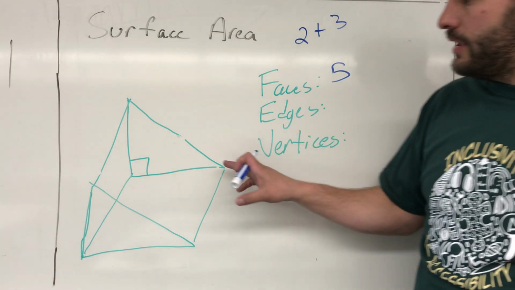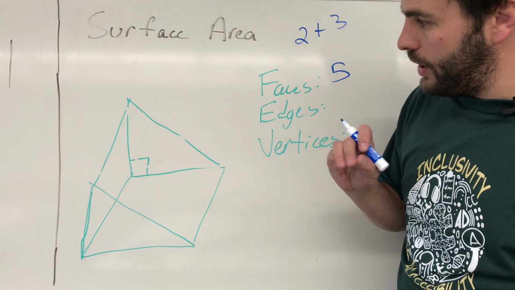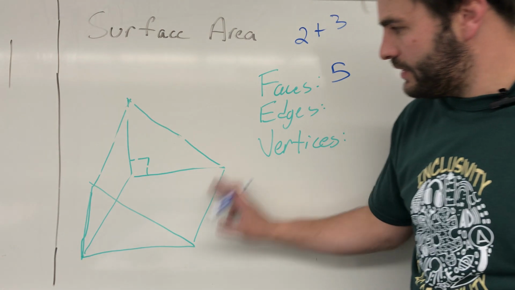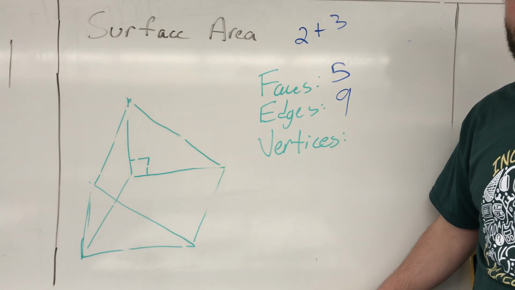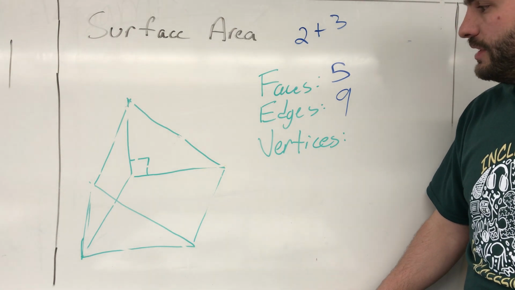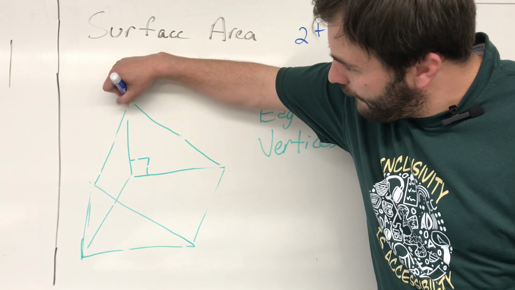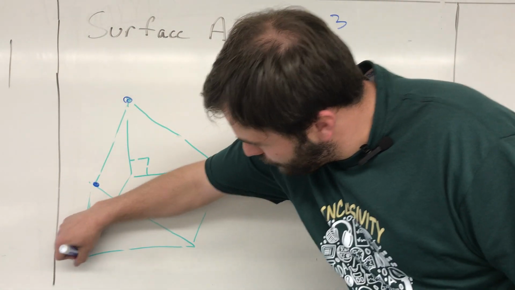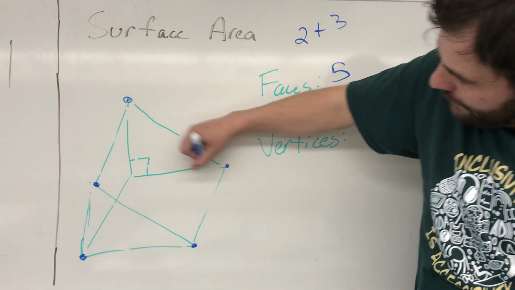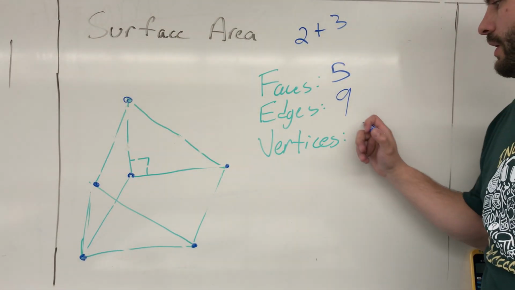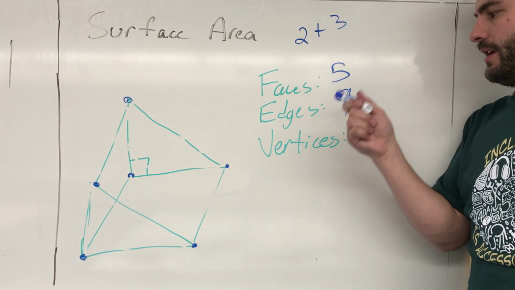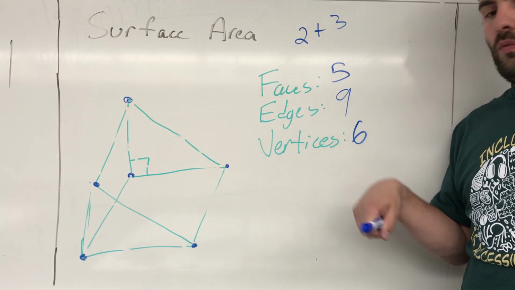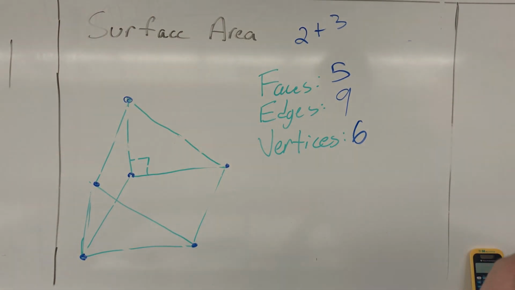Edges where the faces meet. So we've got 1, 2, 3 of the triangle, 4, 5, 6, 7, 8, 9. 9 edges. Vertices are our corners, so we'd go 1, 2, 3, 4, 5, 6. 6 vertices. So we have faces, edges, and vertices. We're just labeling all of them.